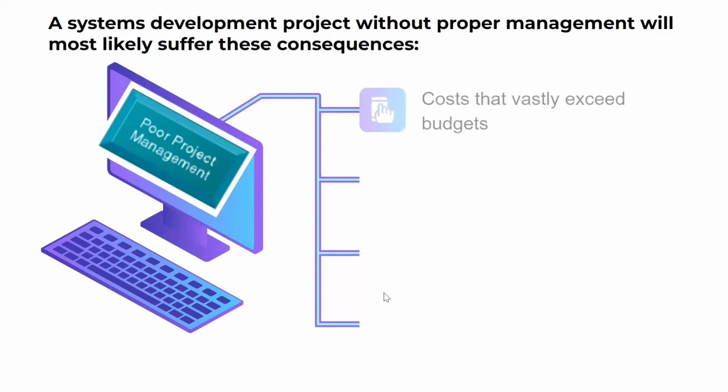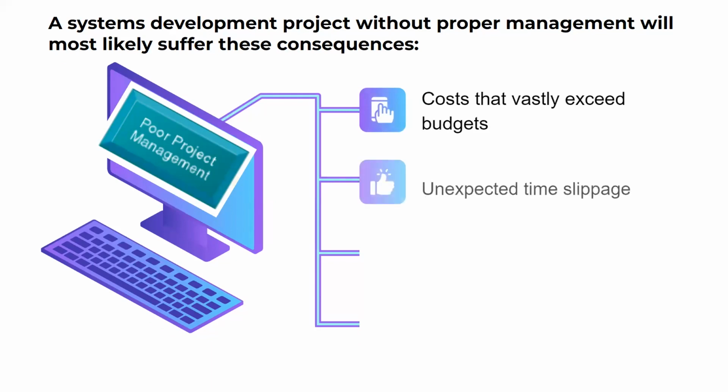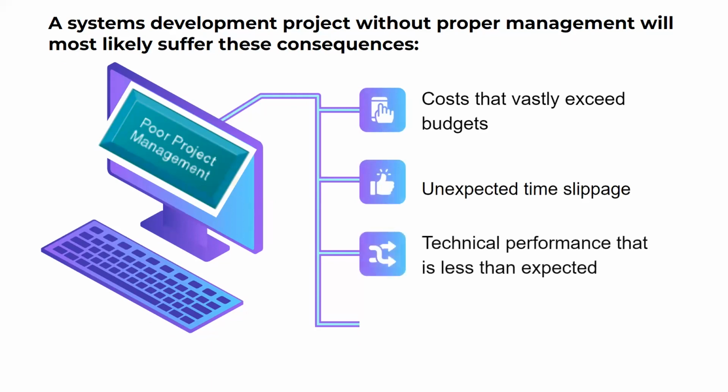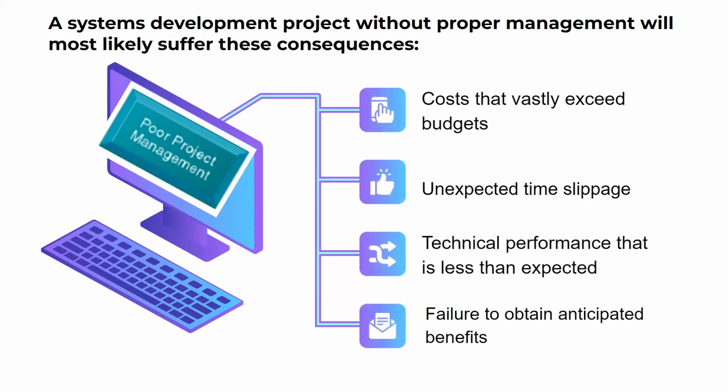So what are the consequences? Poor project management will result in costs that vastly exceed budgets, unexpected time slippage, technical performance that is less than expected, and then the worst is failure to obtain anticipated benefits.